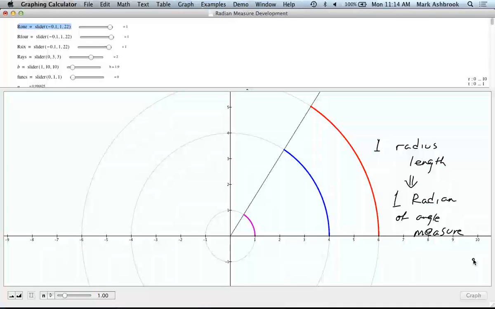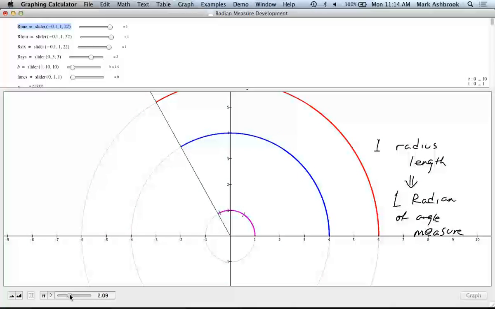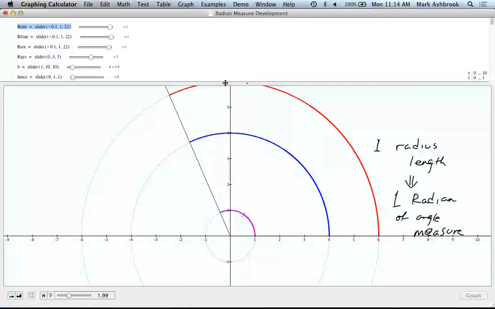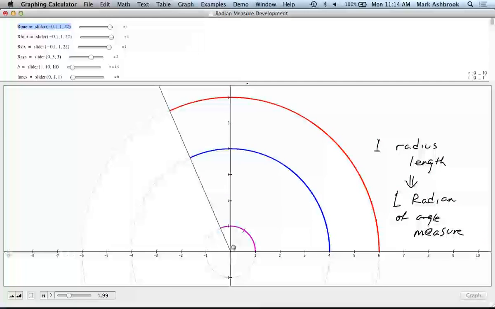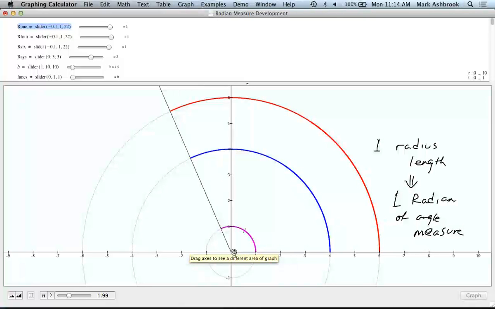Okay, so I can extend that to 2 radius lengths. So here's 2 radius lengths right there. And they still all give us the same relative amount of a circle. And so this angle then is 2 radians. So the openness is 2 radians because it's the angle that cuts off 2 radius lengths.